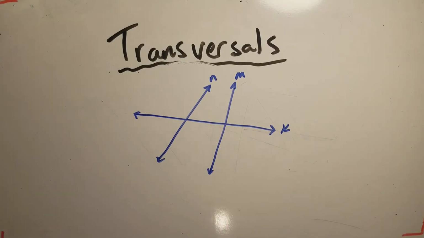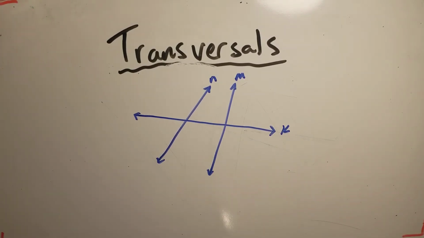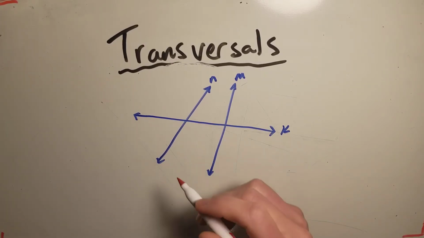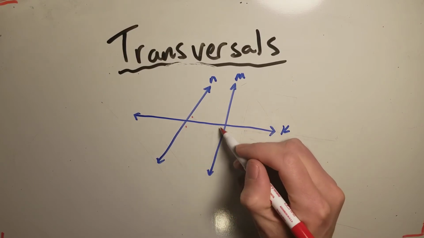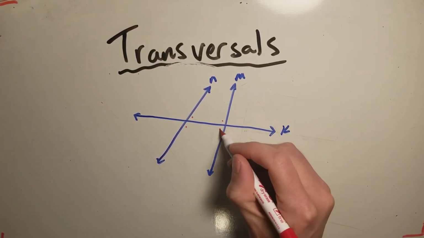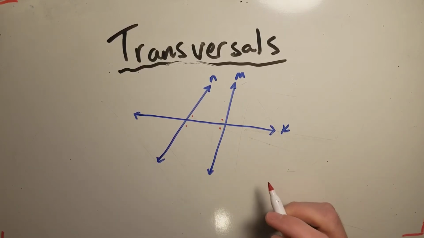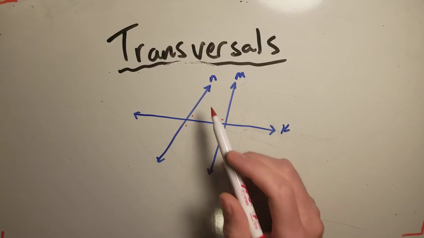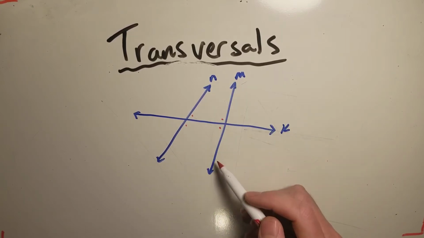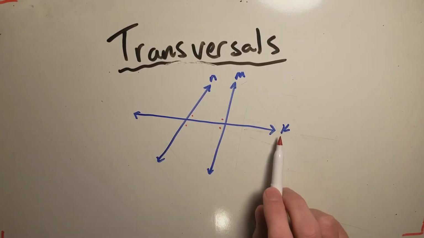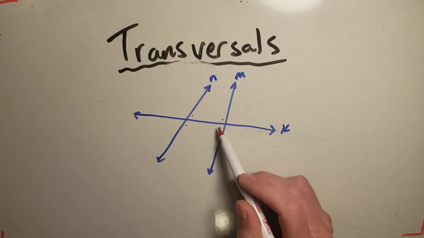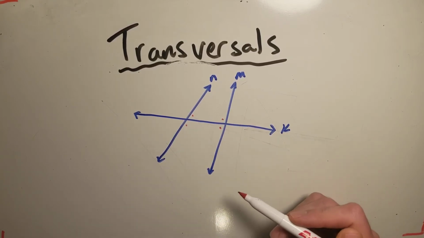Now there's a lot of special things that go on with transversals. One of the first things we want to do is just be able to recognize specific groups of angles and specific pairs. So first group we're going to look at is these four angles here that I've marked off in red, little red dots. These four angles, we call them interior angles. So if you look at the two lines we started with, N and M, when K came through, it formed four angles over here, four angles over here. It formed 8 angles in total.